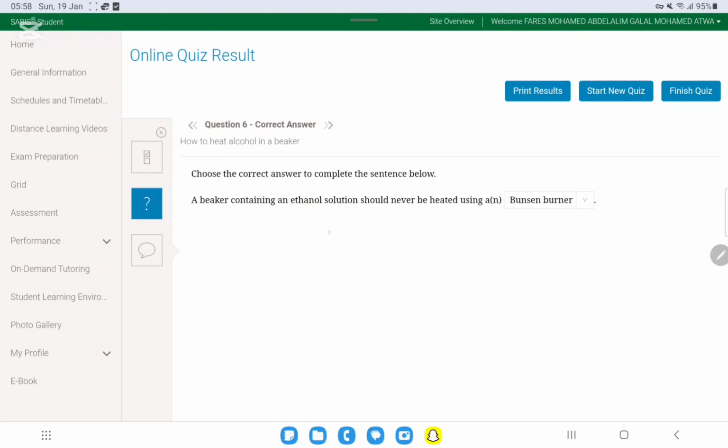A beaker containing an ethanol solution should never be heated using a Bunsen burner. I said this before, but I say it again. If you heat ethanol or alcohol using a Bunsen burner, it will burst into flames because alcohol is highly flammable.